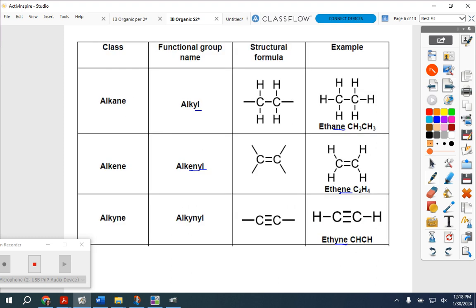So if you look at the table that starts on that page, you see the columns are the class, which is the type of molecule. We refer to the alkanes or the alkenes. Then the name of the functional group, which also gets used in the naming scheme, but again, you're not going to have to use that very much.